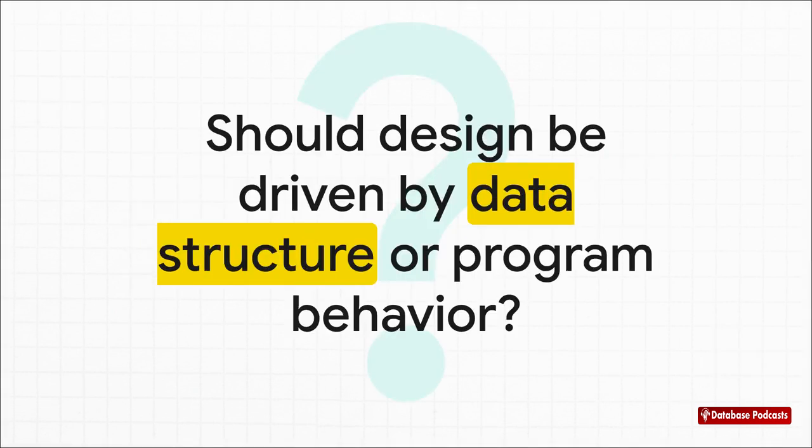We'll leave you with one last thing to chew on. We've seen how data structure and program behavior are really just two sides of the same coin. But as we build the complex systems of tomorrow, which side should be in the driver's seat? Should we start with the stable, long-lasting structure of the data, or with the dynamic, ever-changing behaviors of the program? It's a question with no easy answer.